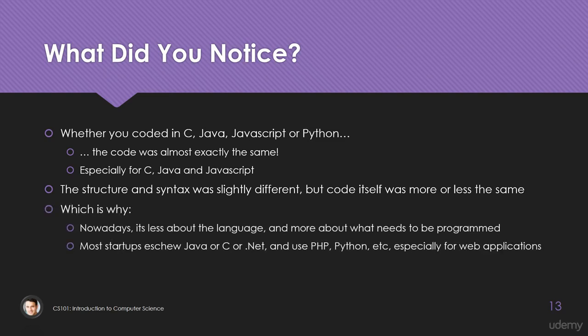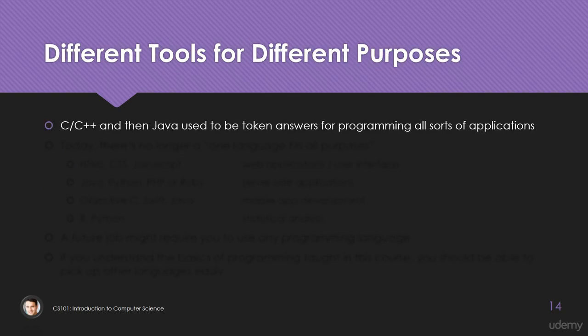Which is why nowadays it's a lot less about the language and more about the work that needs to get done, what needs to be programmed. Most of the smaller companies and startups will actually use a programming language that's easier, like PHP or Python, rather than the traditional safe languages to use, especially for web applications and websites. So again, different tools for different purposes.